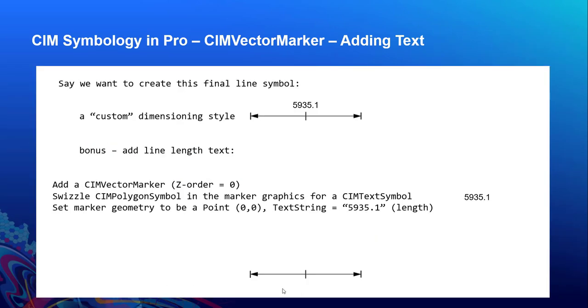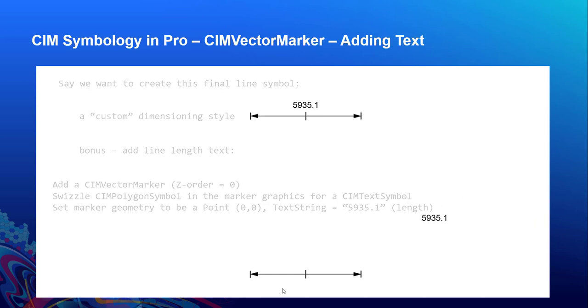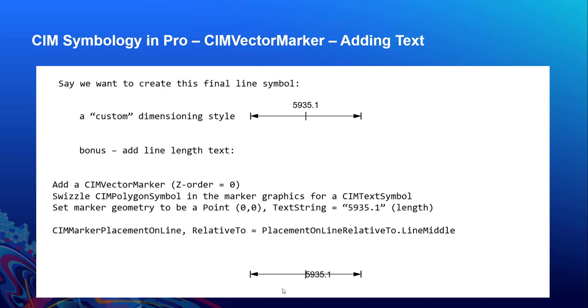All right, so back to our dimensioning line style then. We need to add in one more layer, a CIM vector marker layer. We need to take its polygon symbol within the marker graphics and swizzle it with a text symbol. The marker geometry, we need to change from polygon to point, and then we need to set the marker text string, in this case to the length of the line. To get the text to the middle, we will use a marker placement on line. Placement on line relative to dot line middle.